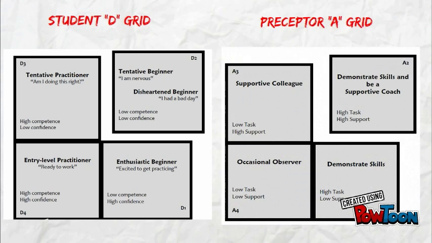And finally, this is the preceptor's adaptive grid, or known as the A grid. The grid is laid out the same as the student's D grid. The level of task and support are inverse to the student's level of competence and confidence. I will be discussing the A grid, or the preceptor's adaptive response, in part 2 of this series.